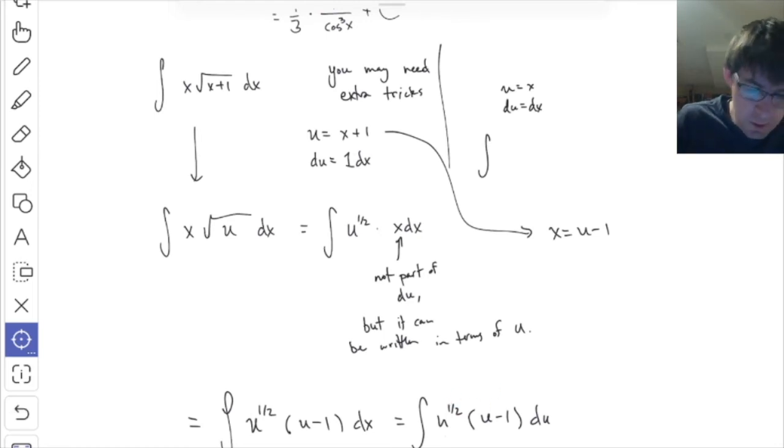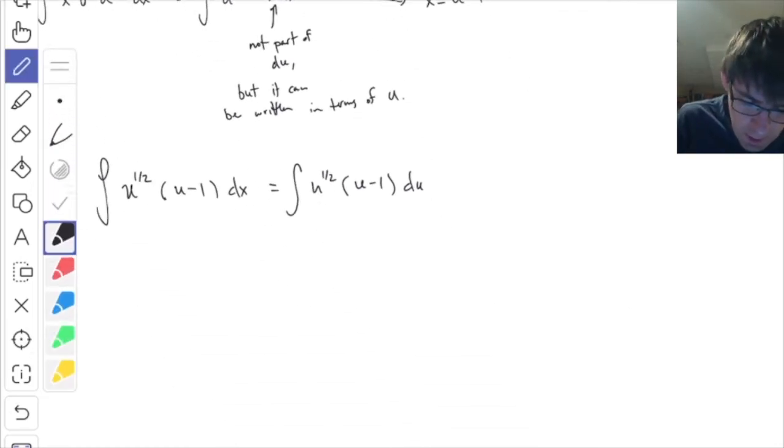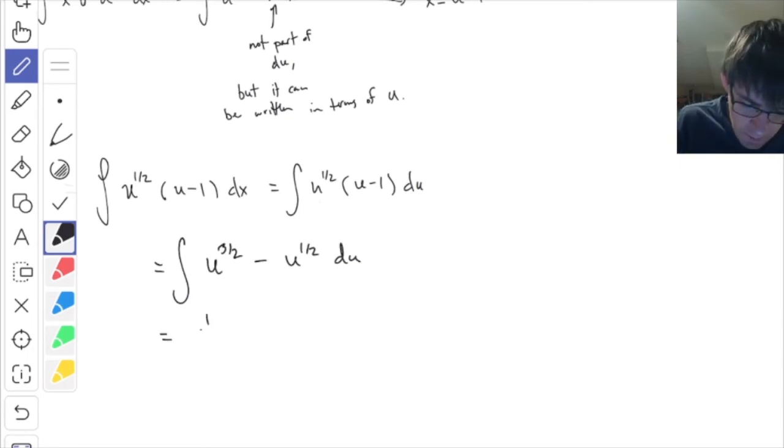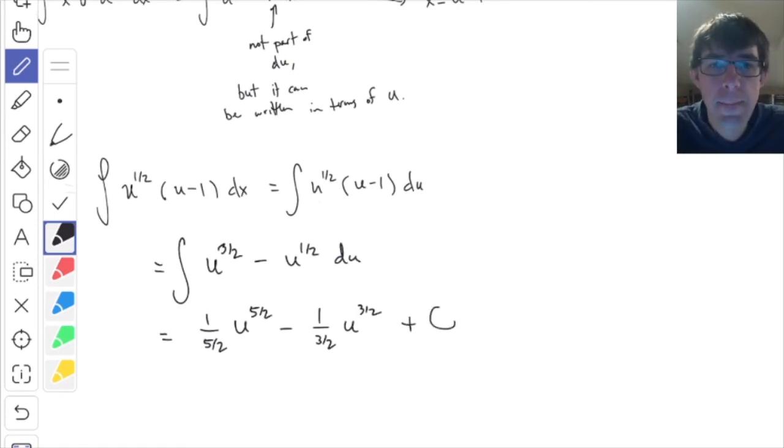So how are we going to distribute? You add the exponents. I get integral u to the 1/2 times u is u to the 3/2 minus u to the 1/2. And now we can do the integral just part by part, each piece. So this is going to say 1 over 5/2 u to the 5/2 minus 1 over 3/2 u to the 3/2 plus c. And then, as always, my last step is to replace the x's for the u's.